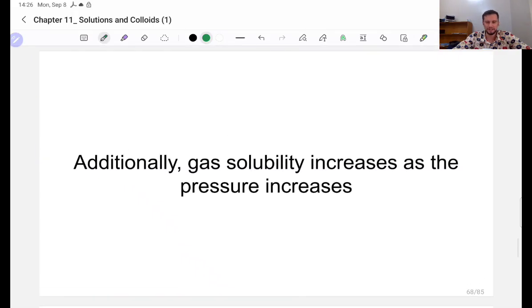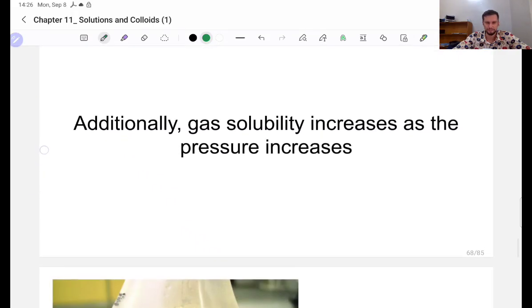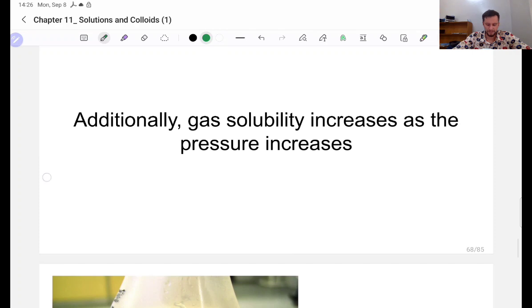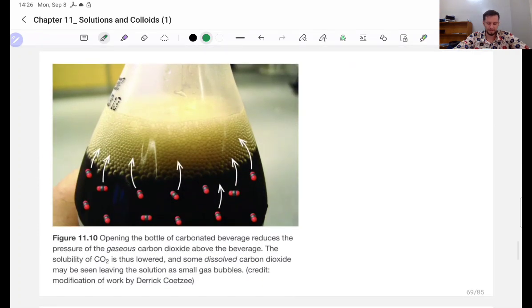Additionally, gas solubility increases as the pressure increases. So this is a nice figure. Opening the bottle of carbonated beverage reduces the pressure of the gaseous carbon dioxide above the beverage. The solubility of CO2 is thus lowered, and some dissolved carbon dioxide may be seen leaving the solution as small gas bubbles. So you open it, and CO2 is leaving because the pressure that was keeping it in is now not there, so it can escape.